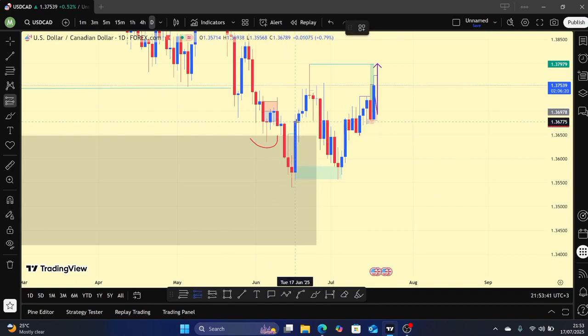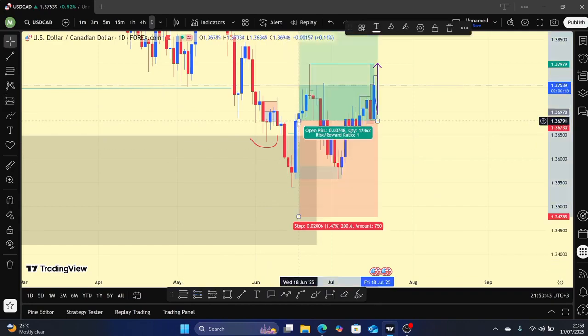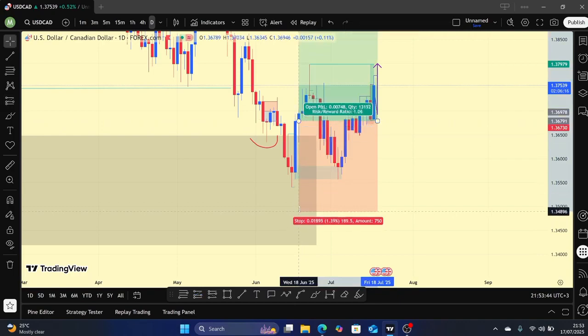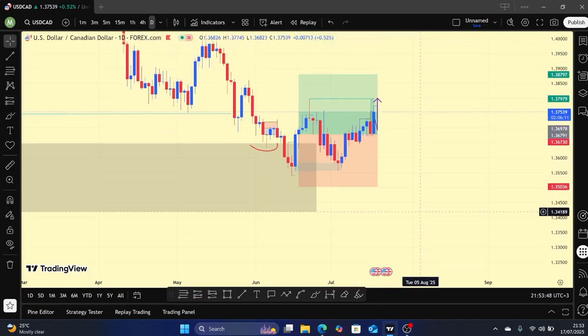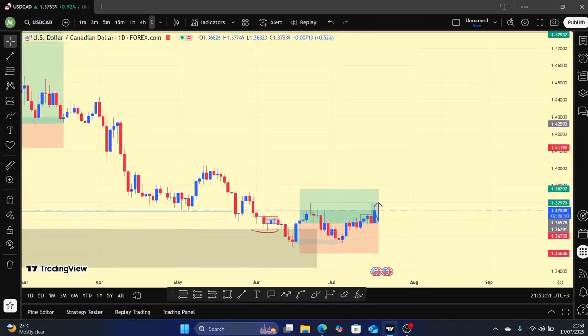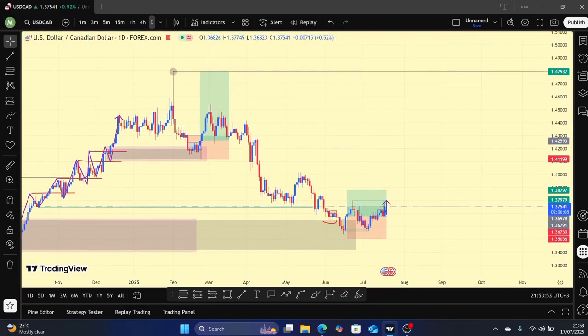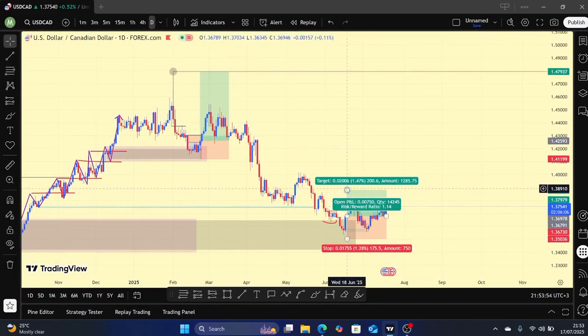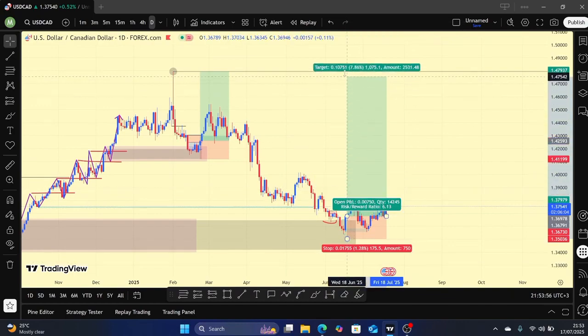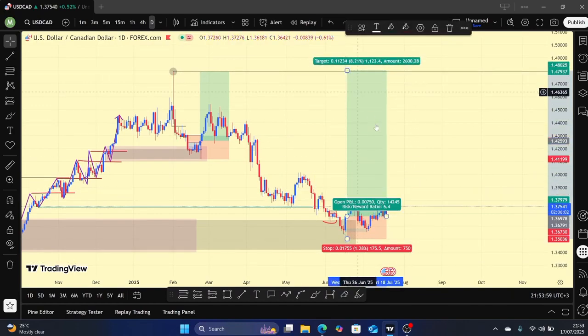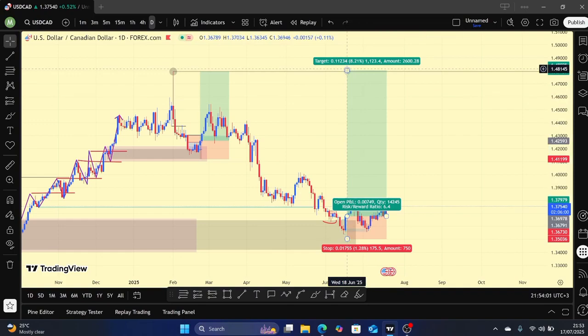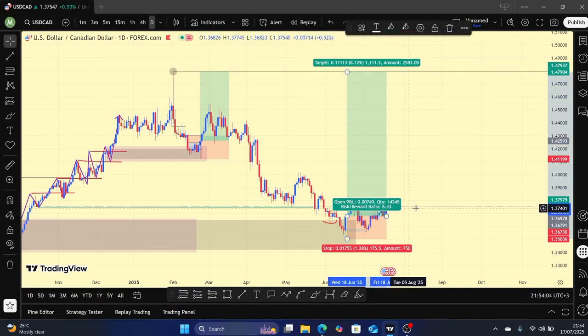So exactly on this, after the closure of that candle, stop loss a few pips below the reaction, and of course I'll be aiming at the external liquidity, and we can clearly see that the external liquidity is exactly right there. So you can see that will be a very nice risk to reward.